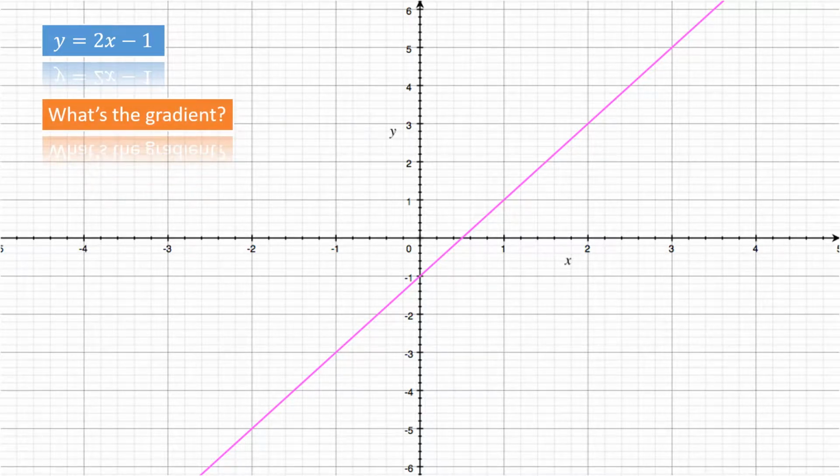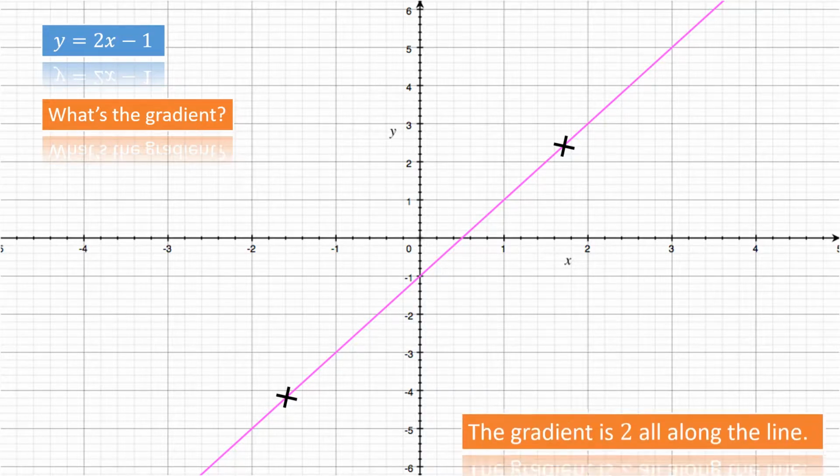Well, it shouldn't take us too long to see that no matter where we go on this line, for instance, at this point or at that point, the gradient of the line is always the same. It's 2. And in fact, that's what makes a line straight. The fact that the gradient is constant, or always the same, is exactly what makes it a straight line.